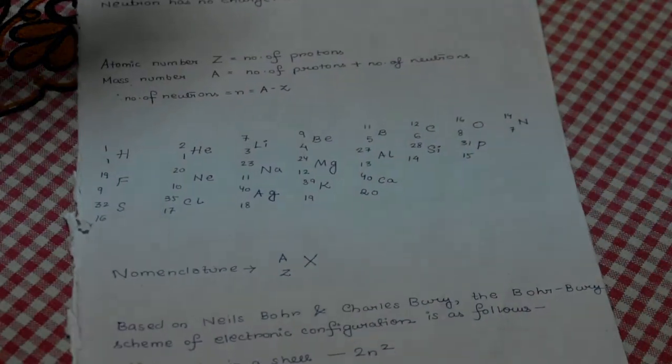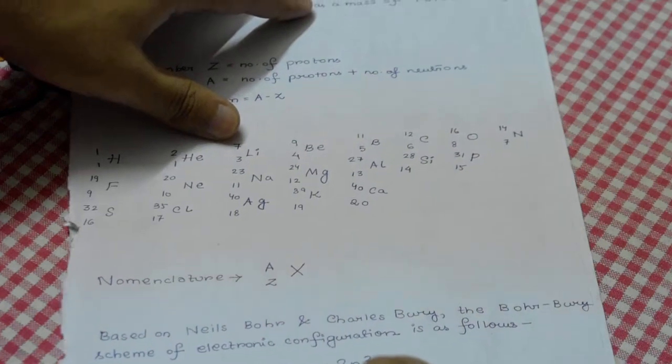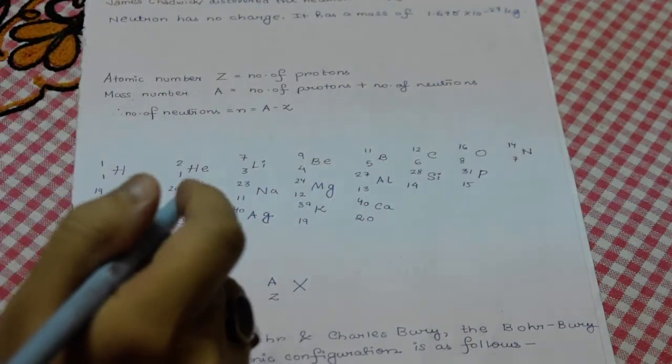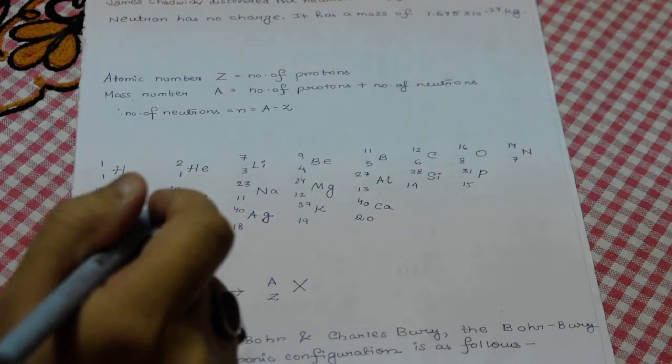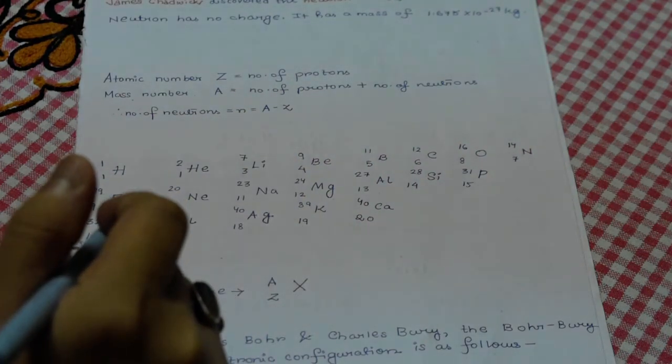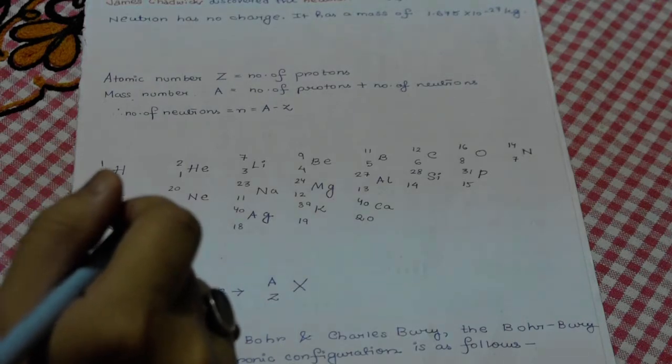This was Rutherford's idea. After that came another scientist by the name of Niels Bohr, and Niels Bohr had another atomic model which he proposed in the year 1913. So what was the proposal of Niels Bohr?